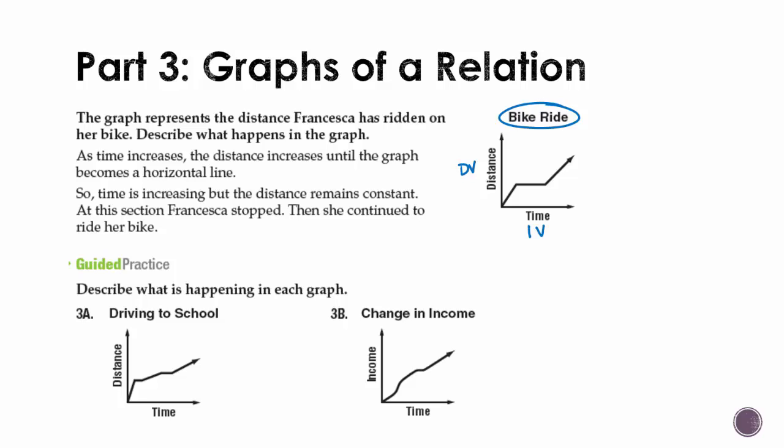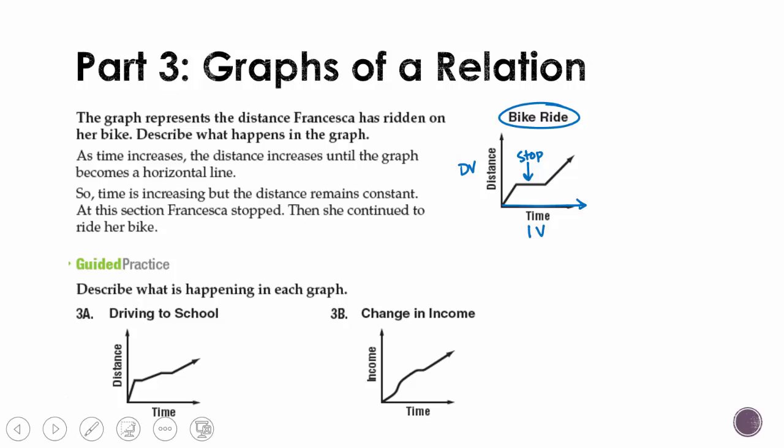So this graph represents the distance that Francesca has ridden on her bike. Describe what happens in the graph. So this one is done for us. It says as time increases, so as time moves on, the distance increases until the graph becomes a horizontal line. So time is increasing, but distance remains the same. At this section, Francesca is stopped. Then she continues to ride her bike. So right here, we know she had to take a stop somewhere because the distance from her house or wherever hasn't changed.